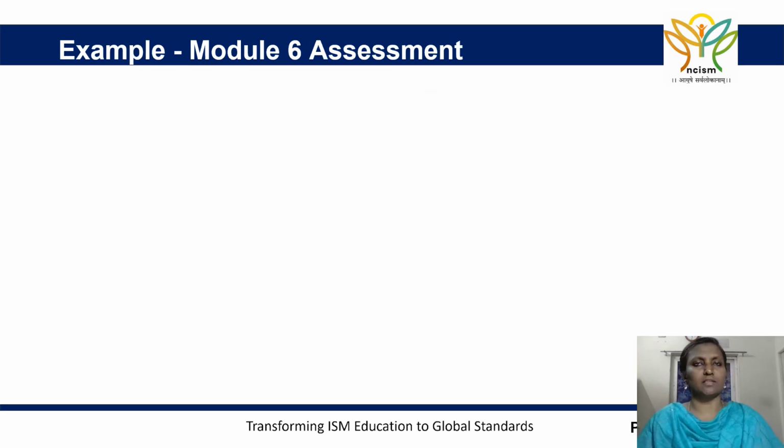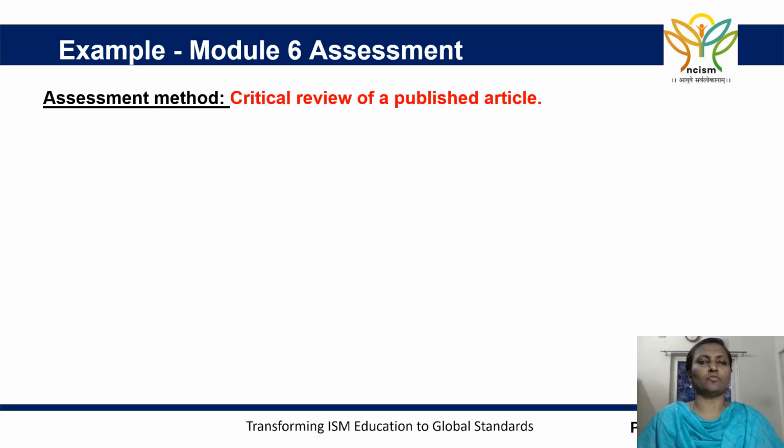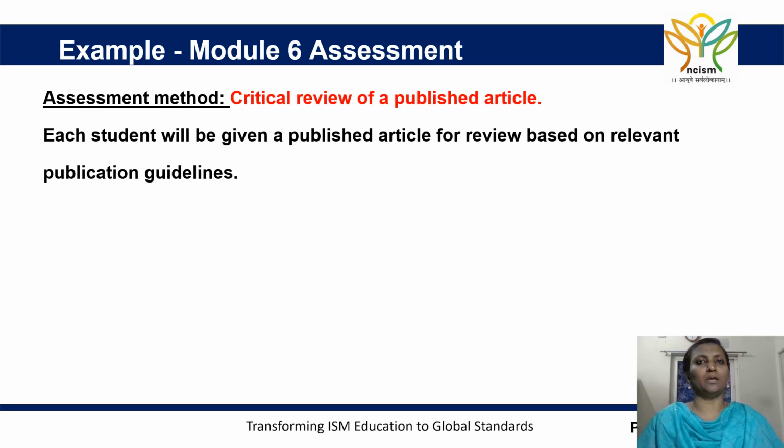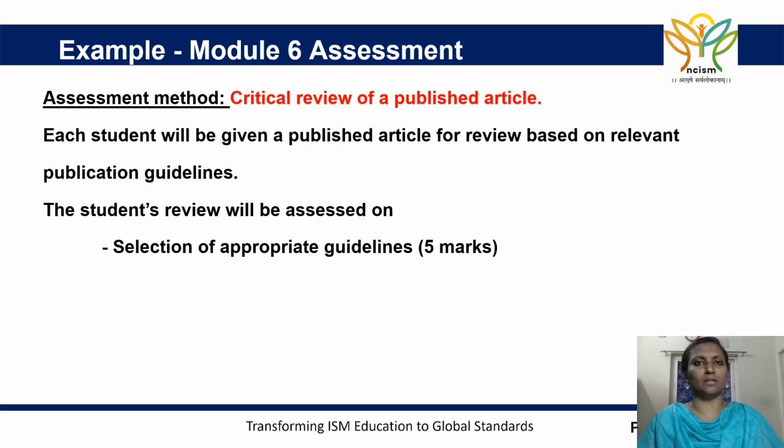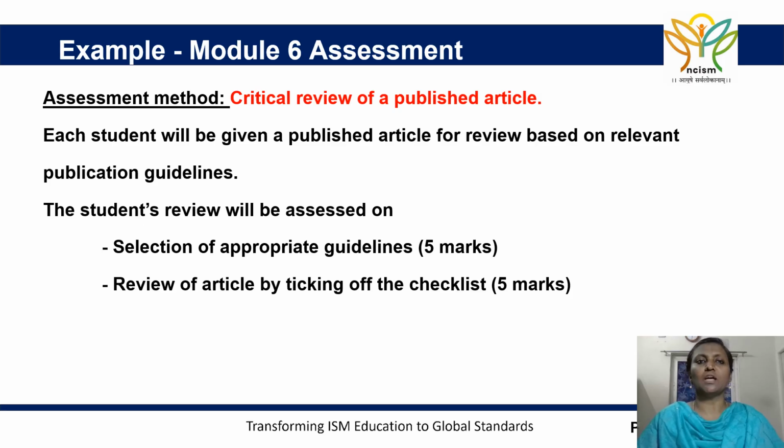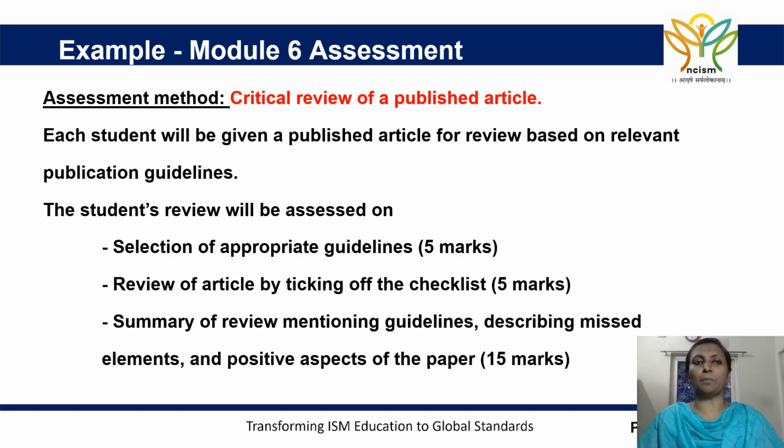Now let's see another example from Module 6, Research Communication. Here, critical review of a published article has been suggested as an assessment method. Each student will be given a published article and asked to review it based on relevant publication guidelines. Then, the student's review will be assessed on selection of appropriate guidelines for which 5 marks can be given. Next 5 marks can be given for reviewing the article using respective checklist and the remaining 15 marks can be given for the summary of review mentioning guidelines, describing missed elements and positive aspects of the paper.